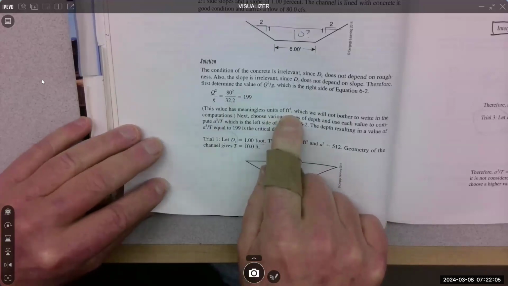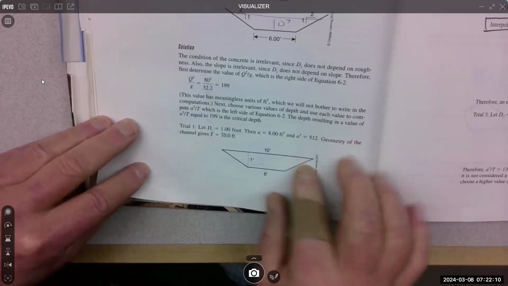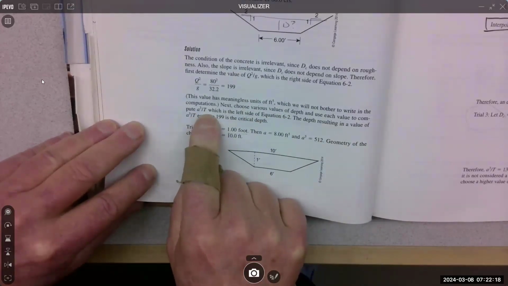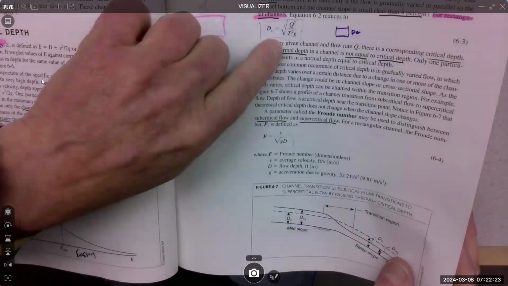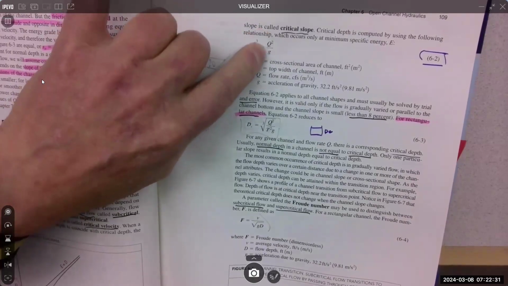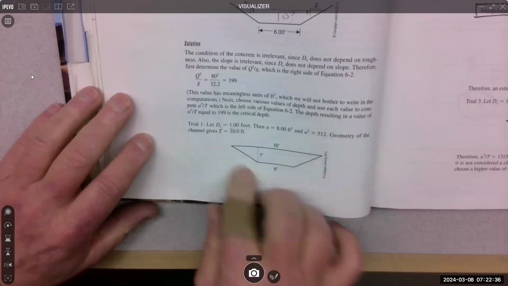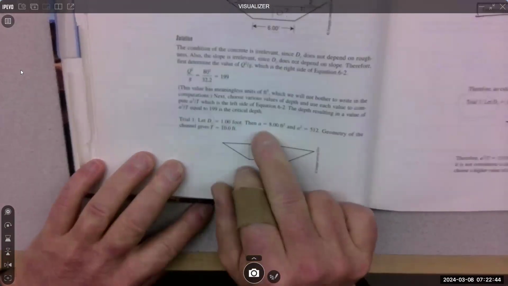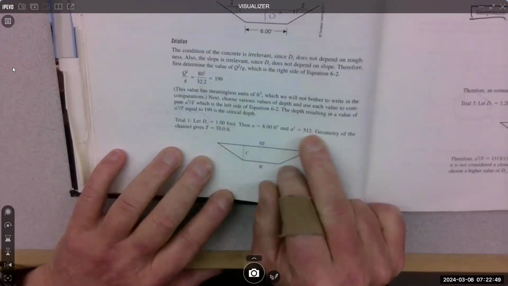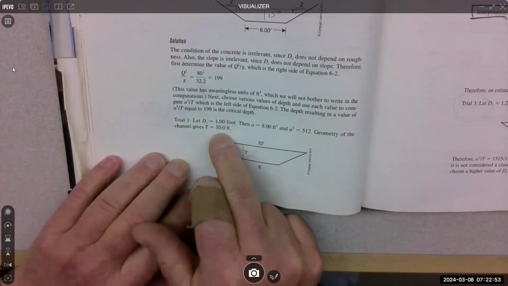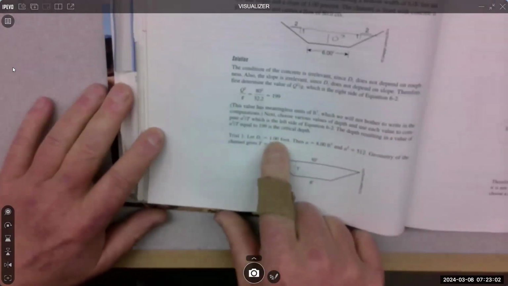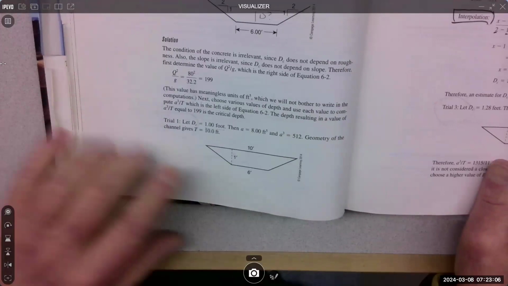So it says this value is meaningless. It's got units to the fifth. So then they go on and say we choose various depths, each value computed with this A cubed divided by T. So this is all going back to this equation here and breaking down Q and breaking down A cubed over T, right, which is Q squared over G. Anyway, so then they say, okay, trial one, we let the depth equal to 1 foot. All right. So then A is this, and A cubed is this. The geometry of the channel gives T to be 10. So a lot of variables, but T is the top width, right? So if we know that it's 1 foot deep, we can calculate this top width at 10 feet.